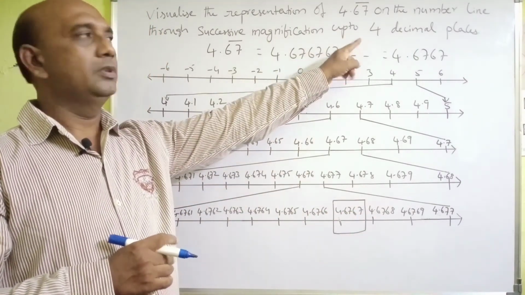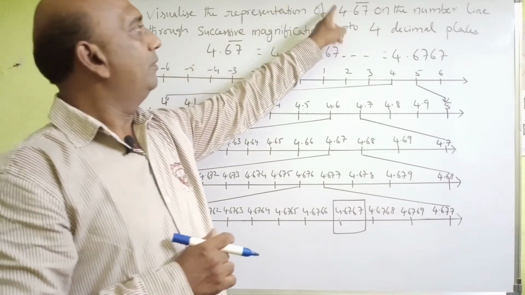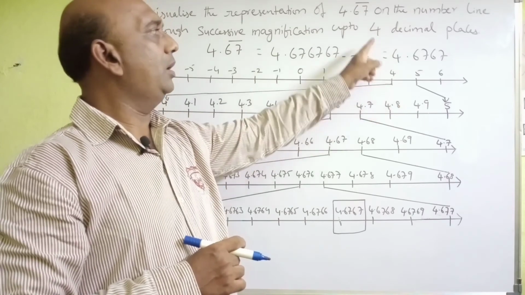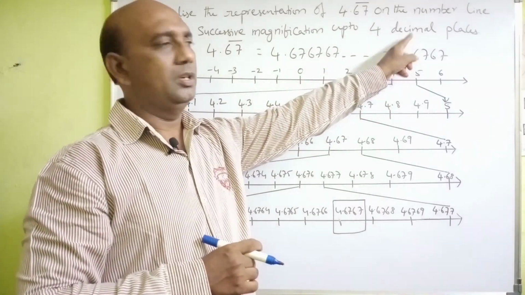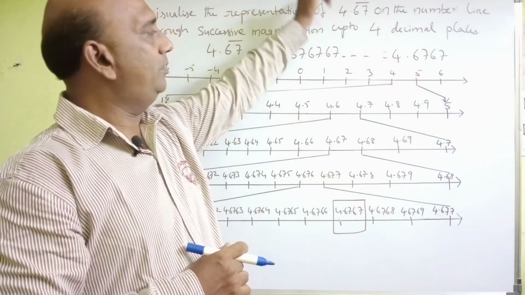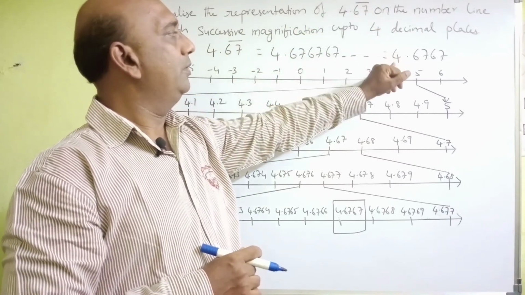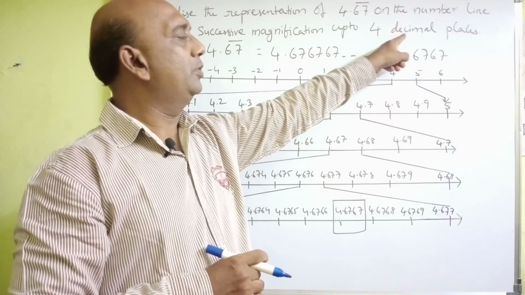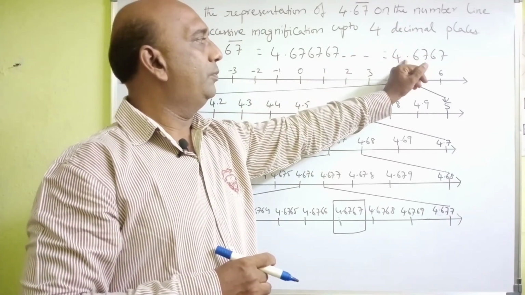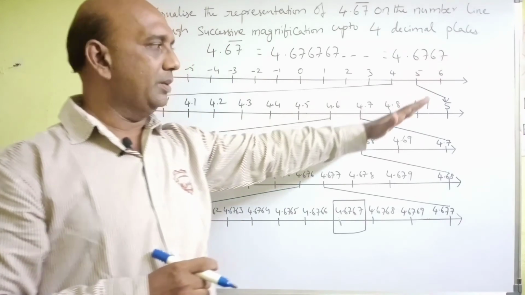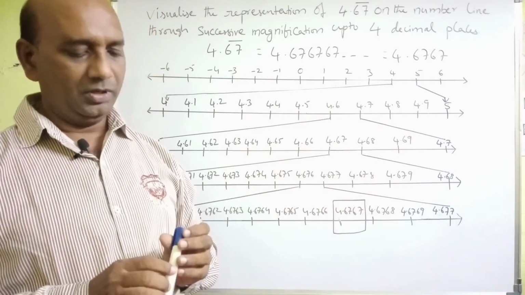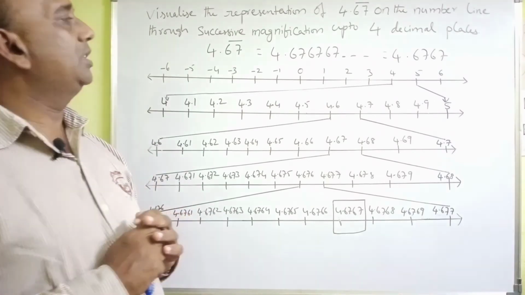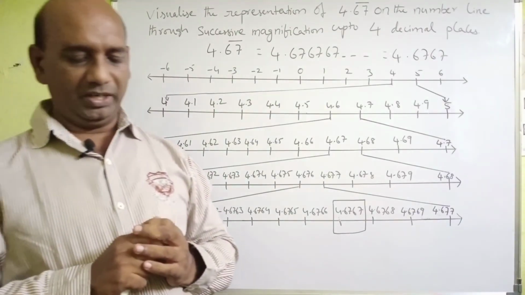the question. So what is the question asked? Represent 4.67 bar on the number line up to 4 decimal places. Up to 4 decimal places means by expanding 4.67 bar you will get 4.676767 and so on. He asked up to 4 decimal places. That's why we took 4.6767 and represented that on this number line. So students, I think you understood how to represent the terminating decimal on the number line.